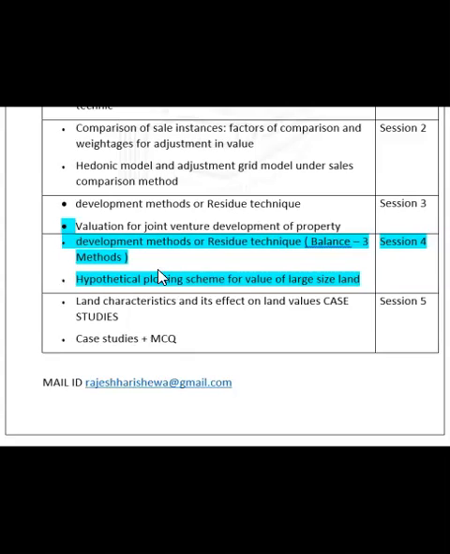Today we are starting session 4 of market approach. We will learn the development method, that is the balance 3 method. First number 1 we have learned in session 3. Also we will learn the hypothetical plotting scheme for the value of large size land. Let us start.